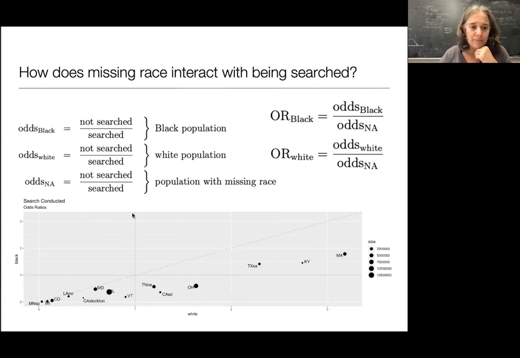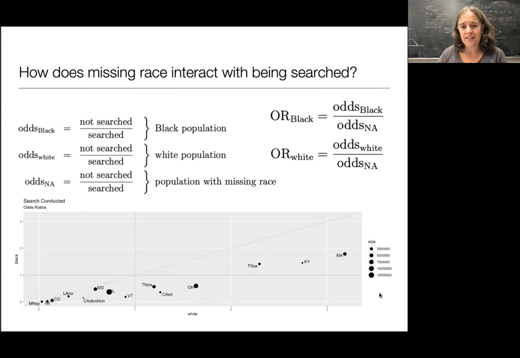So if the points lined up with the vertical line at 1, we would be saying that the NA people were kind of like the white people, and if the odds were at the horizontal line of 1, we would be saying the NA people were kind of like the Black people in terms of being searched. And we don't really see that at all. What we do see is that being below the line says that the odds of being searched if you are white is lower than if you are Black. So we're just reinforcing some of those ideas that we've seen before.